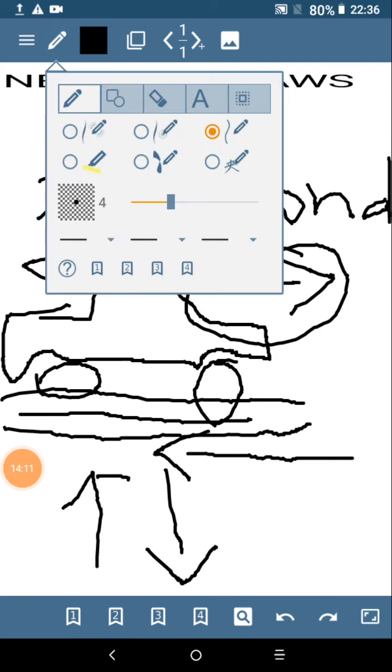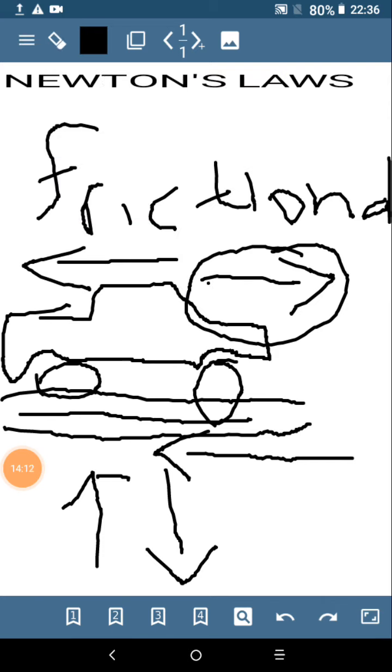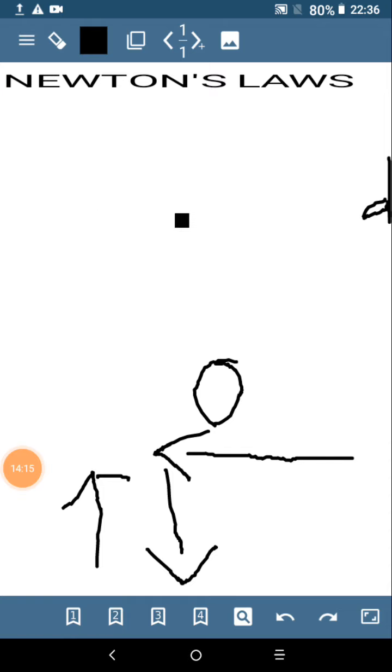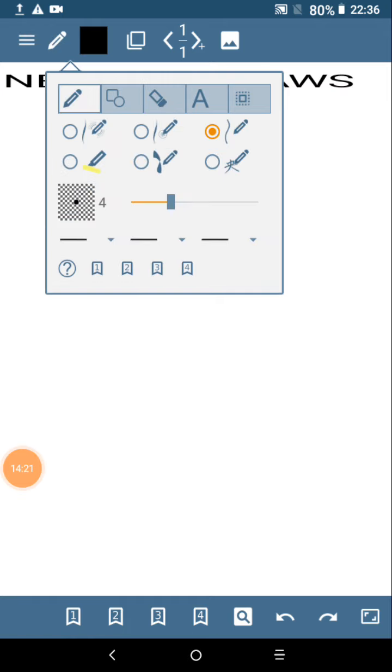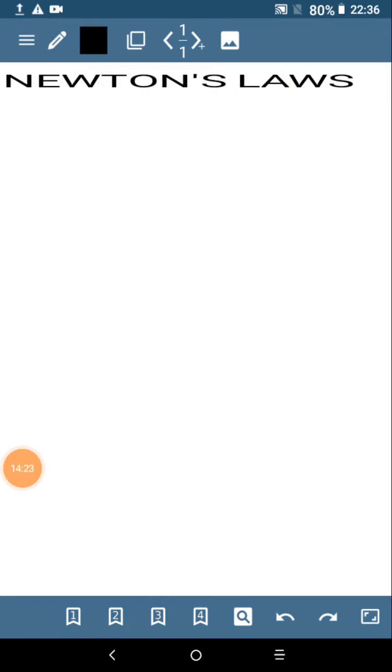Now we have two types of frictional forces. The first one is the static frictional force, which I will denote with Fs, guys. Now, what is a static frictional force? A static frictional force is the frictional force that is experienced by a stationary object.